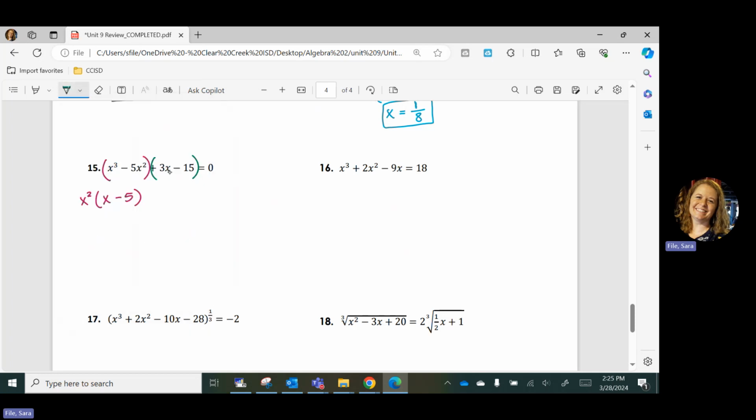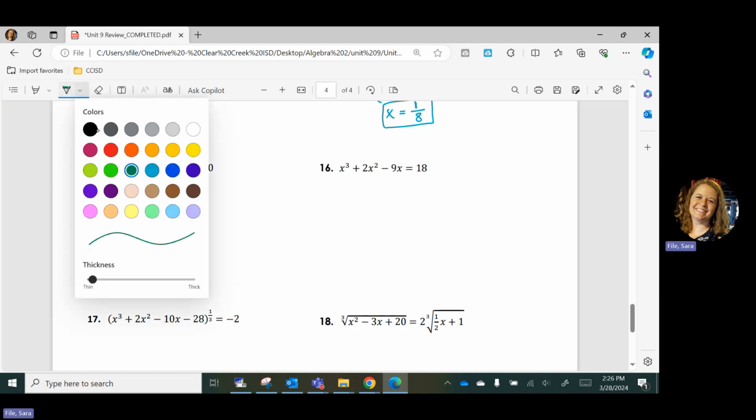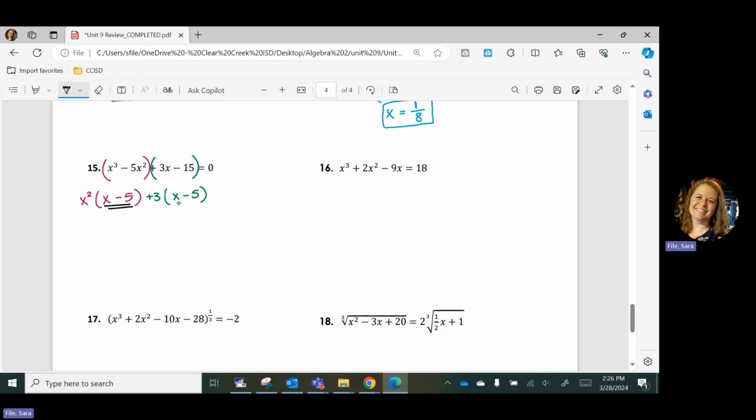In the second group, my GCF is 3. And I divide out the 3, and that leaves me with x minus 5 as well. That's what we want. Those leftovers should be the same. That means that that is a factor. And then you bring together the GCFs you pull out as your other factor. Remember, this is all still equal to 0, and we split and solve.